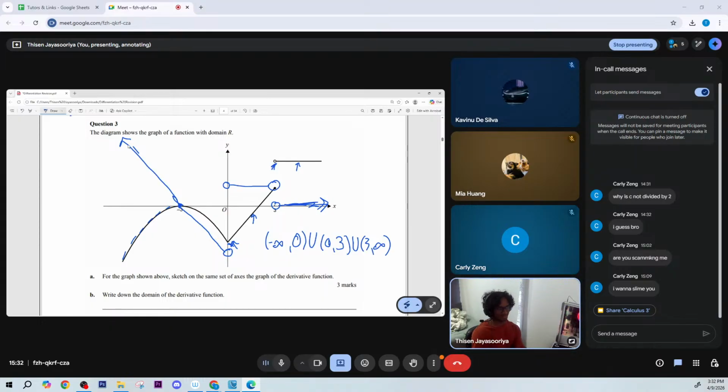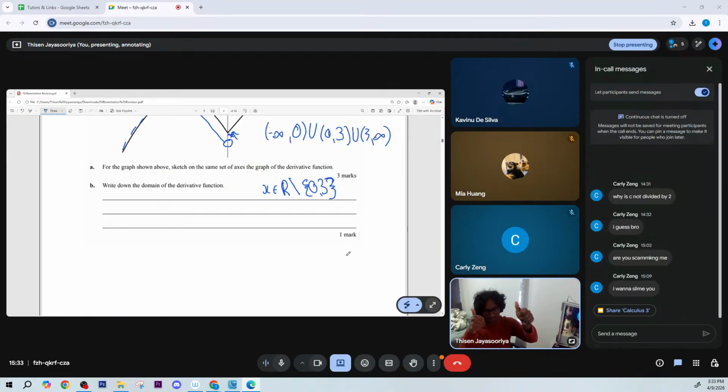So essentially, it's all of this part, so negative infinity to 0, union 0 to 3, right? Because it goes from 0 to 3, not inclusive. And then union 3 to infinity. Or if you wanted to write this out a little bit nicer, x is an element of R, not including, remember that's what the backslash means, 0, comma 3. Is that all good for everyone?